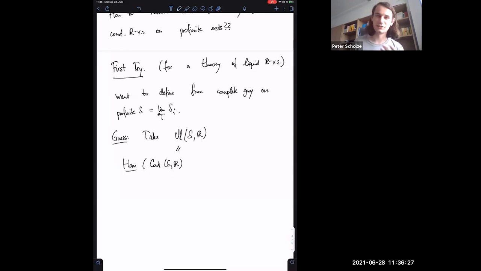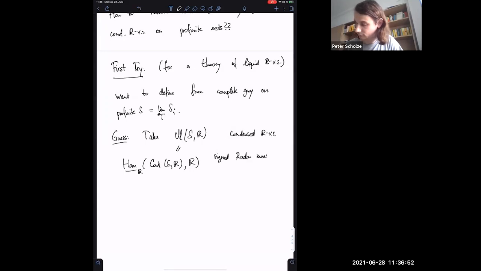This also has immediately a condensed structure, which is the one you would think about. And then you can map this back to R and take the internal hom over R. And so this is some condensed object. There are several different names for this. Sometimes they're called signed Radon measures. It's just the usual space of measures that's considered in functional analysis.